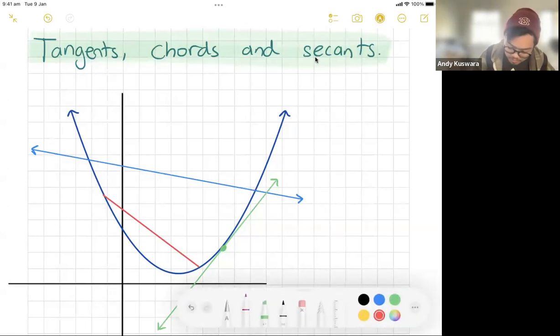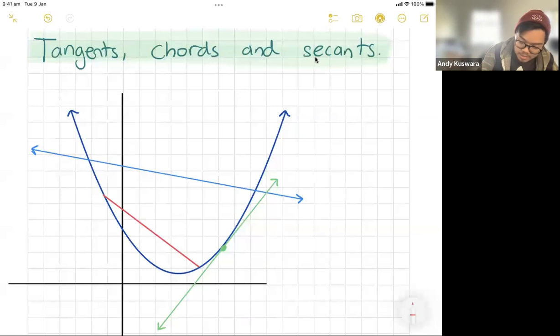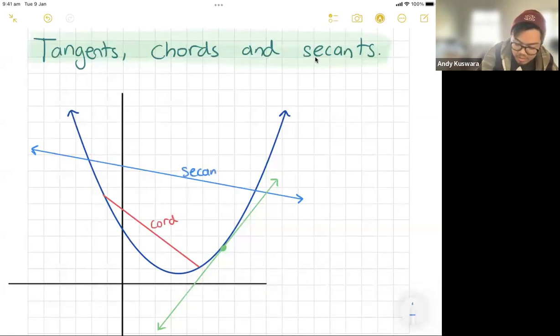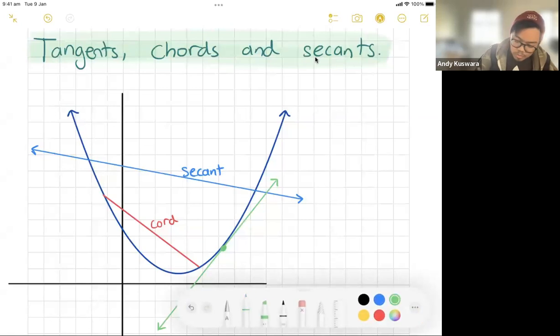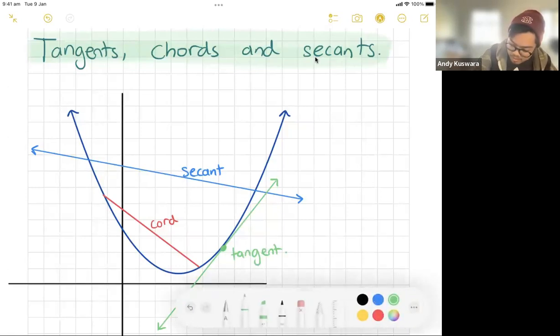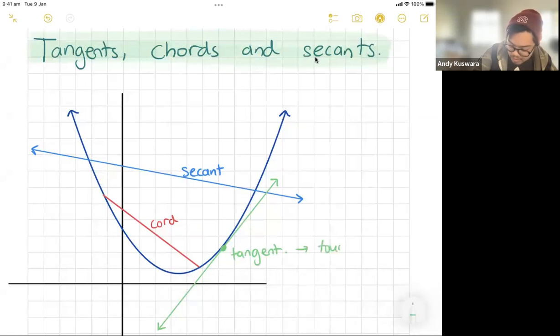Let's label these. This one here is a chord. That means it goes from one point of a curve to the other, but it's just a little section in there. If it cuts all the way through, that's what we call a secant. And this is the most important one here. It's the tangent.